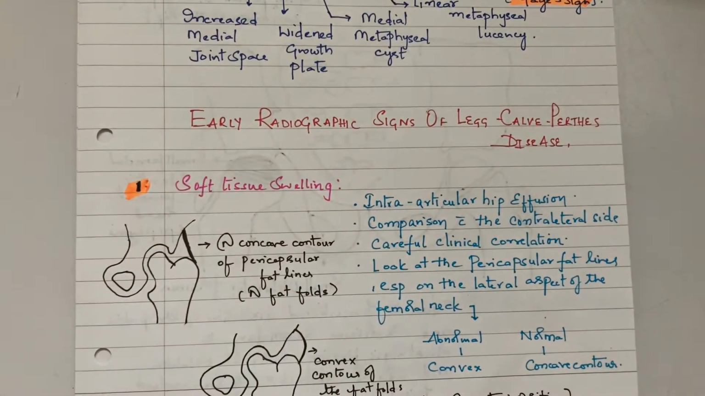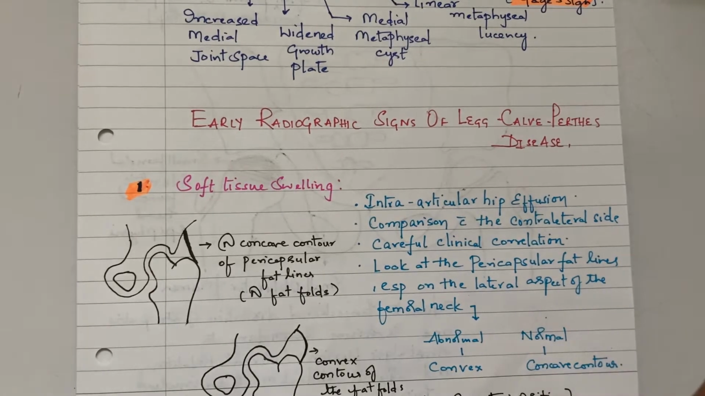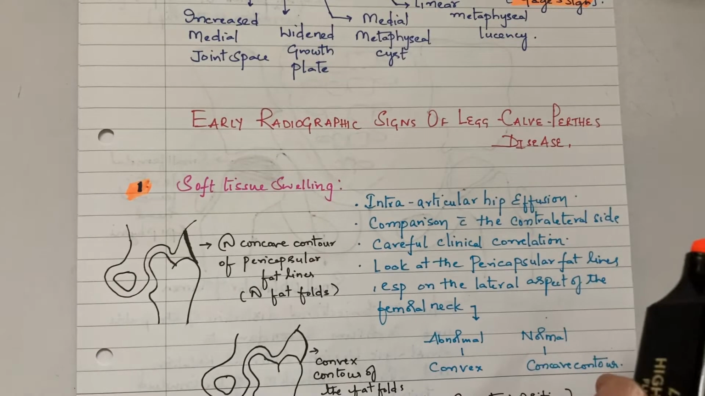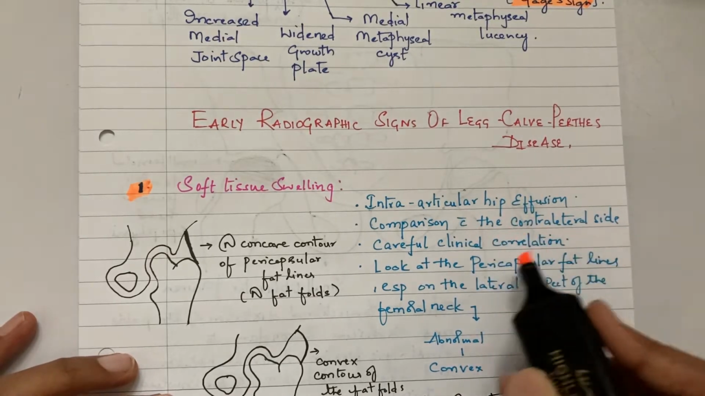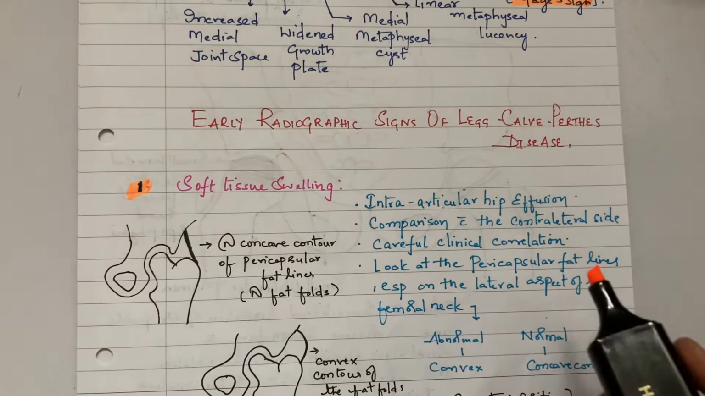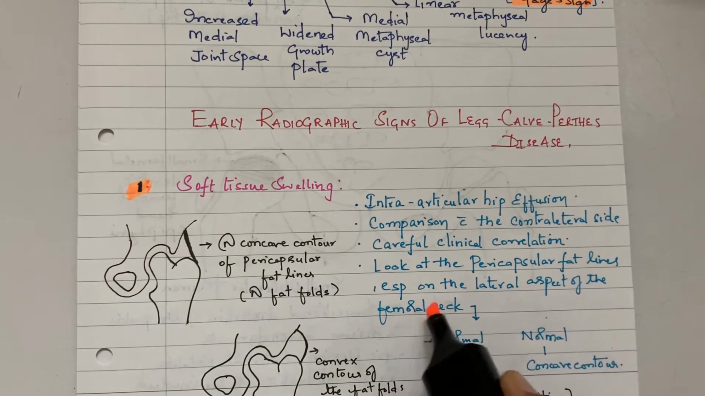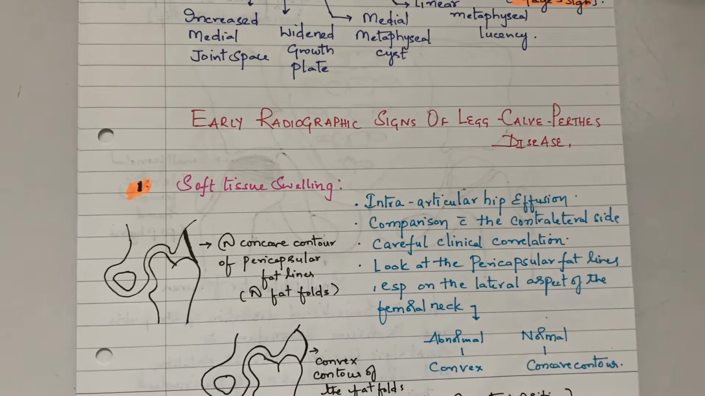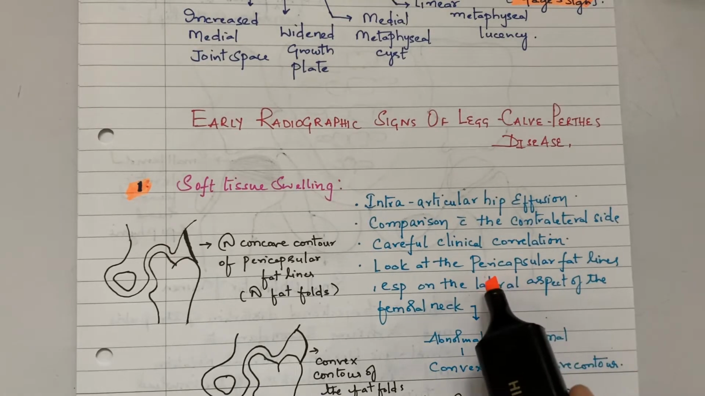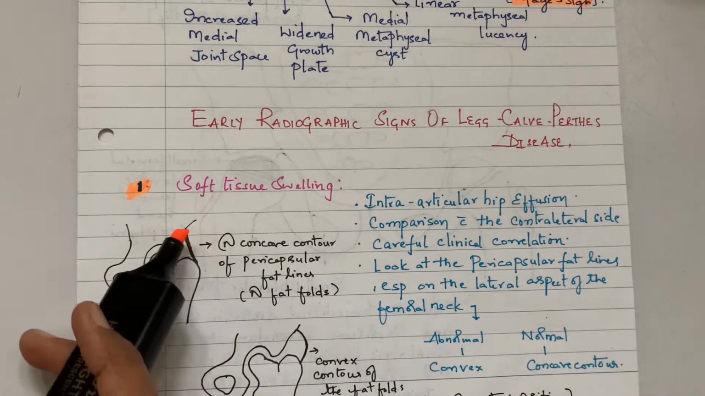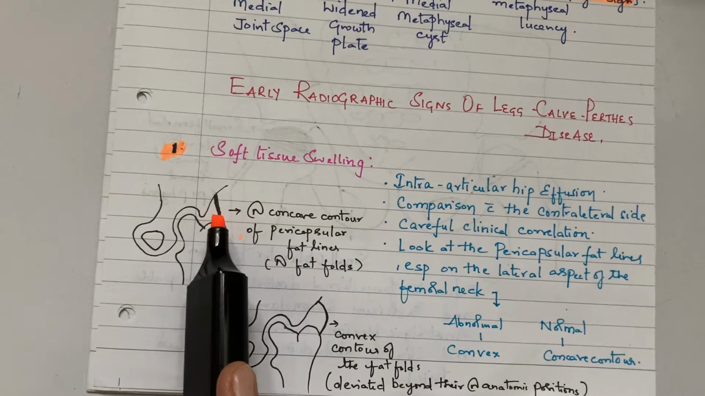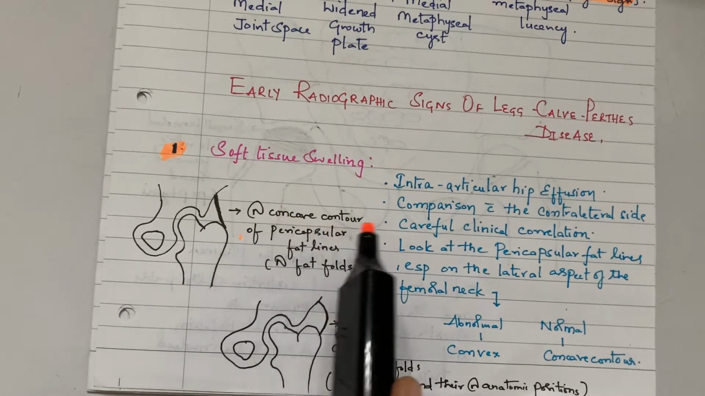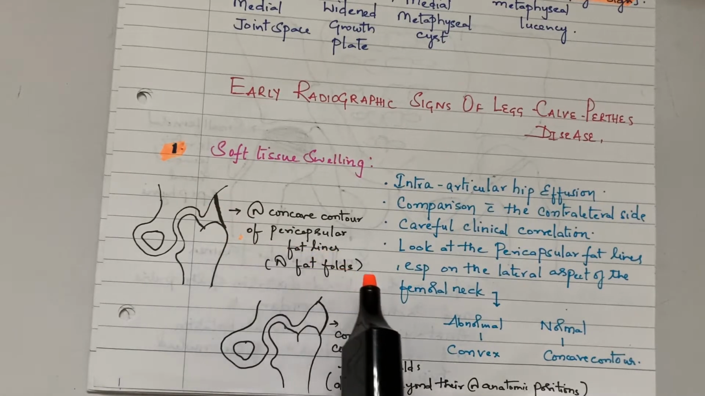The first radiological feature is soft tissue swelling. These are all X-ray features. Why will there be soft tissue swelling? This is due to intra-articular hip effusion. Comparison with the contralateral side should be done, and careful clinical correlation. Look at the pericapsular fat planes, especially on the lateral aspect of the femoral neck, which is formed by the gluteus medius. Normally you can see this radiolucent fat plane. The muscle located here is the gluteus medius. Normally it has a concave contour of the pericapsular fat plane. This is a normal fat fold.